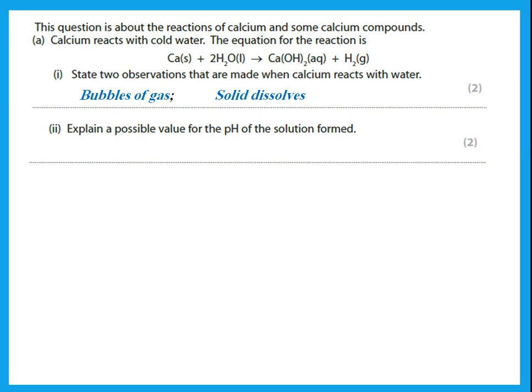Explain a possible value for the pH. Remember that he says explain, not suggest. If he says suggest, then you give me just the pH. But if he says explain, that means you give me the pH and tell me why. So explain a possible value for the pH of the solution. Of course, I know that what is formed is calcium hydroxide. Calcium hydroxide is alkaline. Calcium hydroxide is actually a strong base. So the pH should be something around 12. Actually, they will give you any mark for any pH above 7. This is because calcium hydroxide is alkaline or basic.